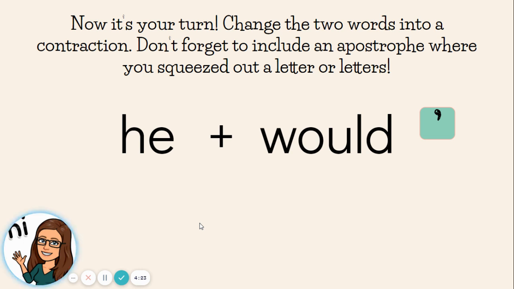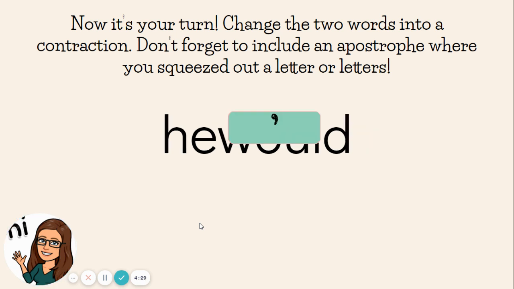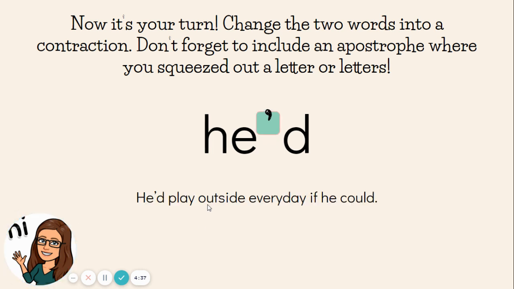Next, he would. Squeezing out W-O-U and L with our apostrophe taking their place. Now we have our contraction he'd. He'd play outside every day if he could.